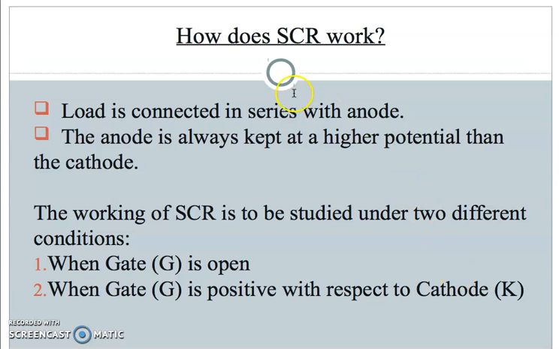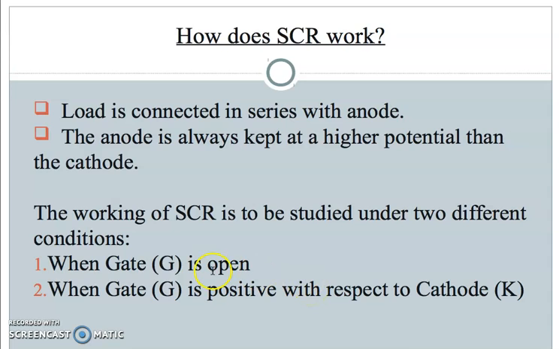Now let us see how SCR works. Always the load is connected in series with the anode, and the anode is always kept at higher potential than the cathode. So always the anode is positive with respect to the cathode, and whenever the load is to be connected, it is connected in series with the anode. We are going to study the working of SCR in two different conditions. The first condition is gate open, meaning gate voltage is 0. The second is gate positive, meaning greater than 0, the gate positive with respect to the cathode. Under these two conditions, we are going to study the working of SCR.